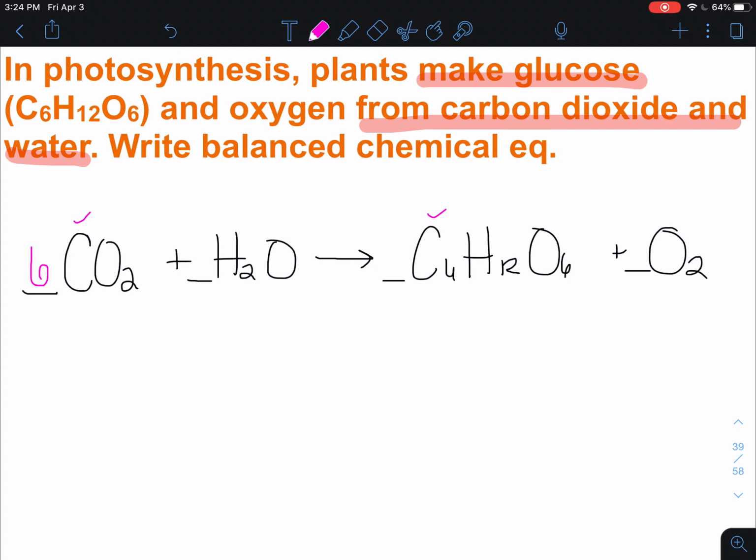So sometimes if you get stuck in between, well, what should I balance, oxygen or hydrogen first? Do what I just did and pick the element. If there is one element that exists only in 1 compound, use that one first. So here, on the reactant side, I have 2 hydrogen.